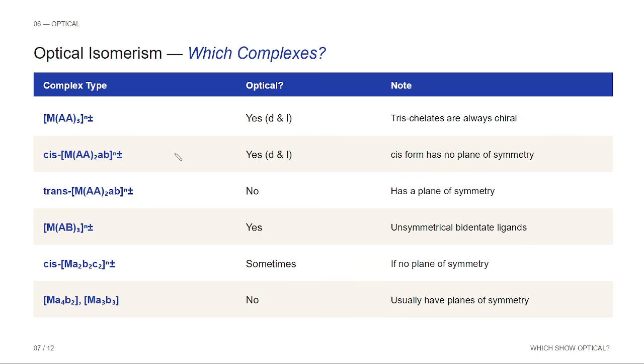Next, see optical isomerism. These are the bidentate ligands. MAA3 and MAA2AB, MAA2, these are symmetrical bidentate ligands. These show optical isomers. And next, MAB3 has unsymmetrical bidentate ligands. So these are the most important types which will come in your theory and entrance exams.